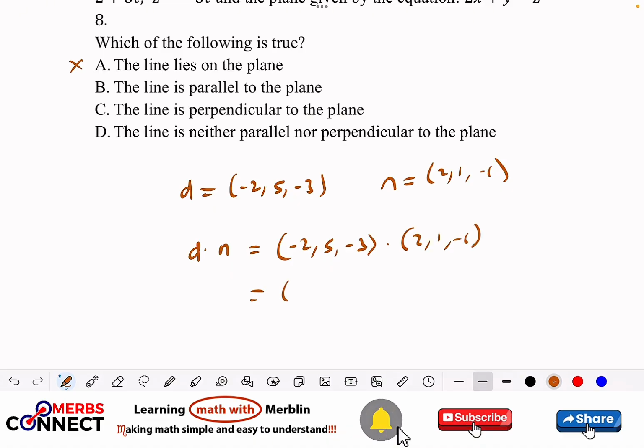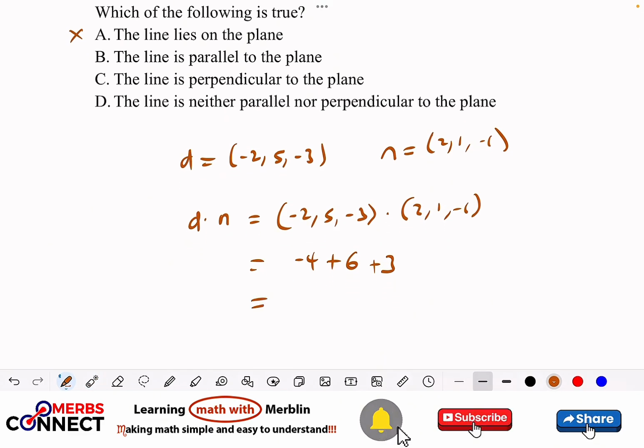So this is going to give us minus 4 plus 5 plus 3, right? I multiply this by this, and this by that. So this is going to give us 4. This one is supposed to be 5, so that it can give us 4. So we see that this is not equal to 0. So this one is not parallel to the plane, right?